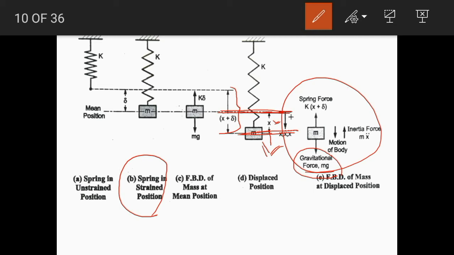So that's why the total spring force acting in the upward direction is k into (x plus delta). Now the inertia force is also acting in the upward direction, so this would be our free body diagram. For this free body diagram, we can apply D'Alembert's principle.